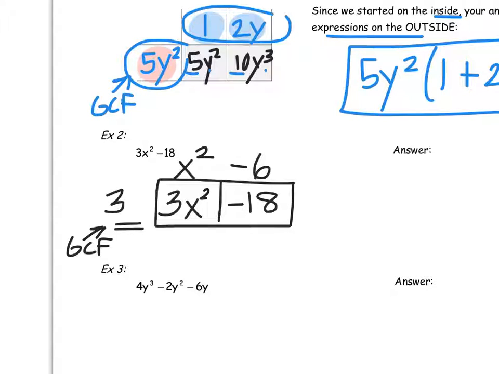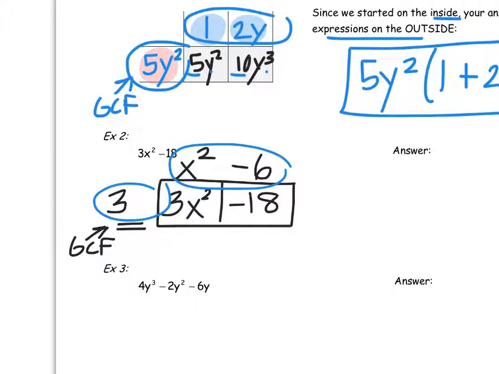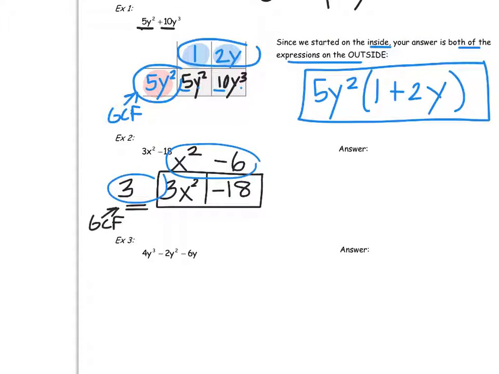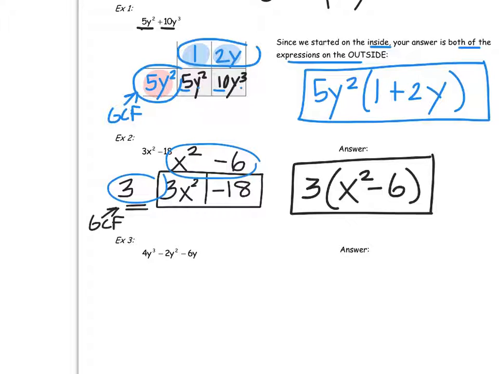Okay, so my answer is what is outside the box. It's these two parts. So my answer for this one is the 3 goes out front. Then in parentheses, x squared minus 6, close parentheses. Let's see if this works. 3 times x squared gives me 3x squared. 3 times negative 6 gives me negative 18.